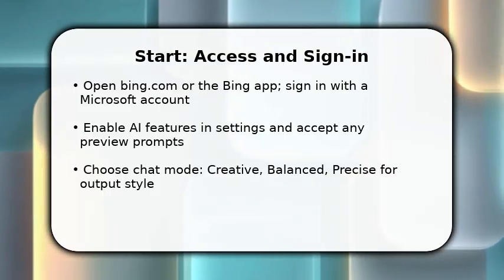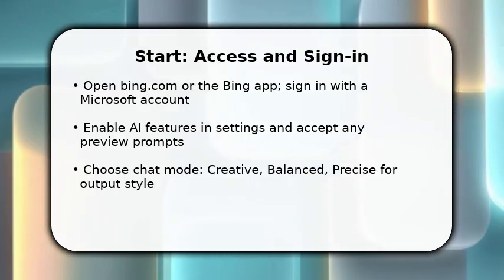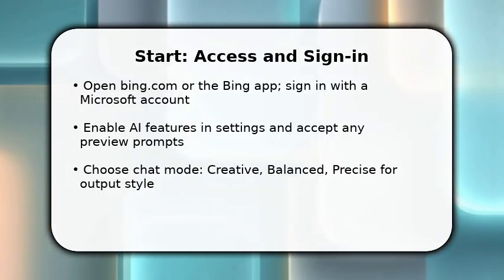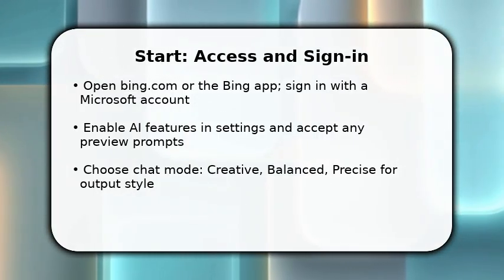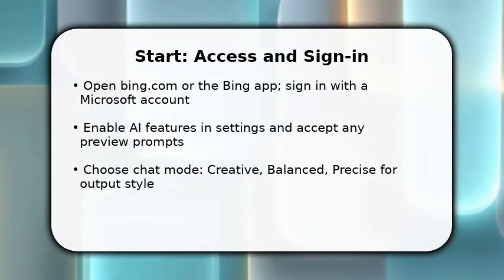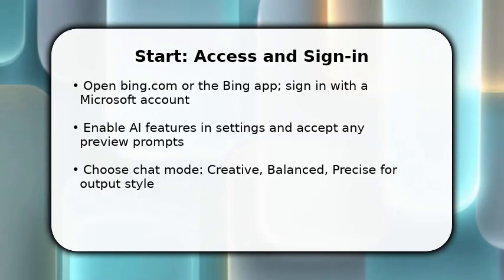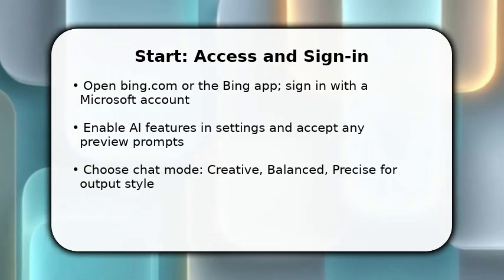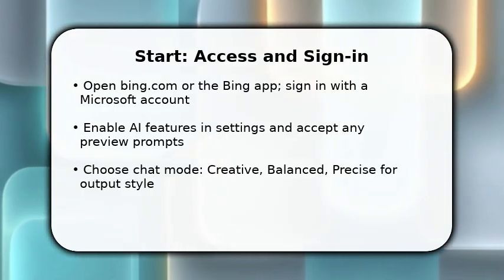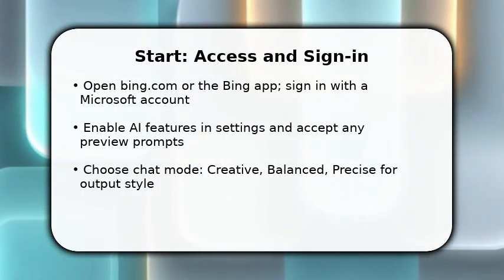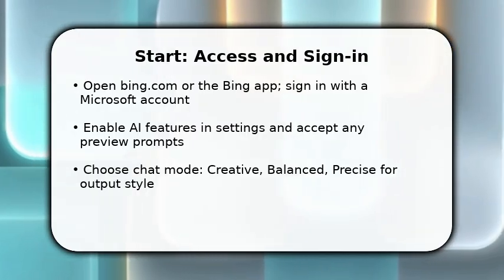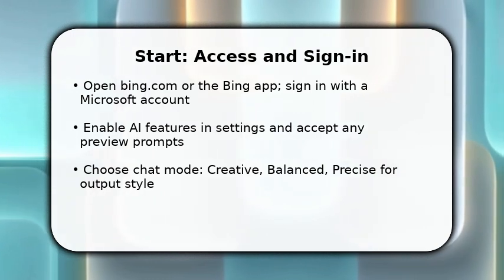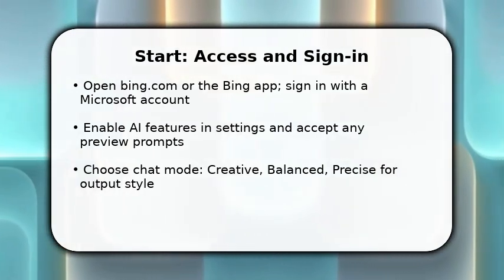You begin by opening Bing and signing into your Microsoft account so your settings and chat history sync. Once signed in, enable AI features and accept any preview or permission prompts. This unlocks advanced responses and context retention. Next, pick a chat mode: creative for brainstorming, balanced for everyday answers, precise for exact facts, because the choice affects tone and length. Finally, make sure your device has internet access and a stable connection before you continue. This reduces timeouts and missing content.